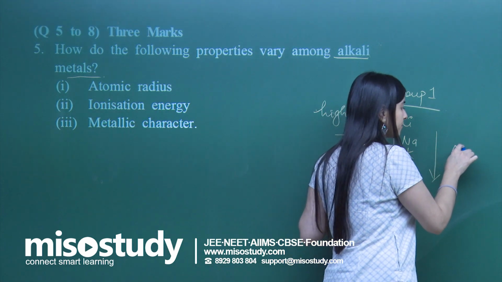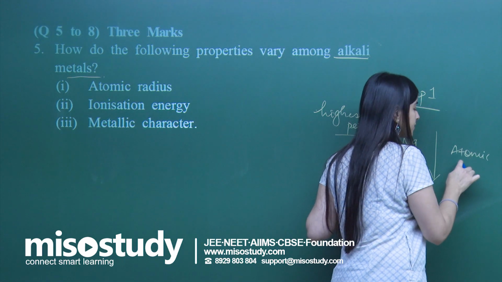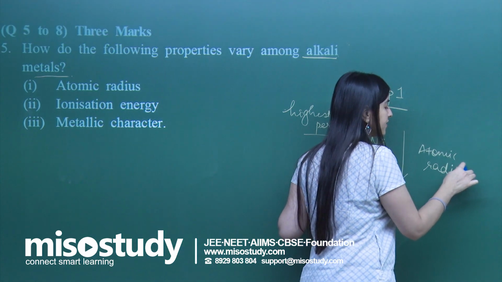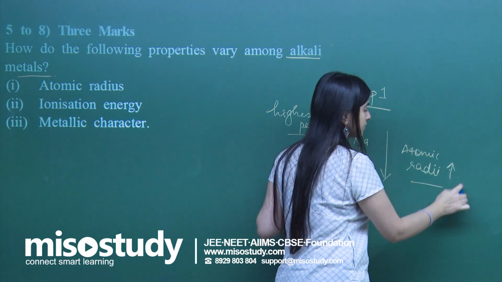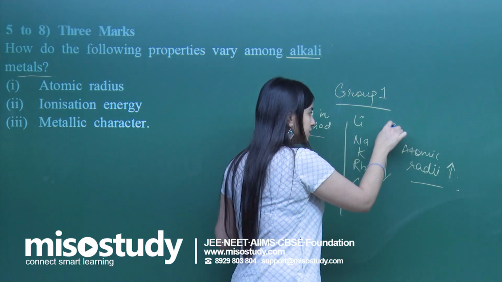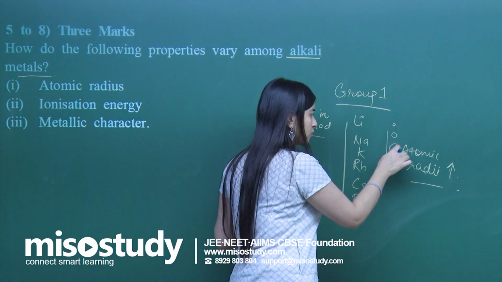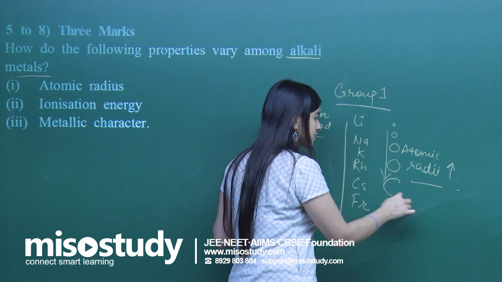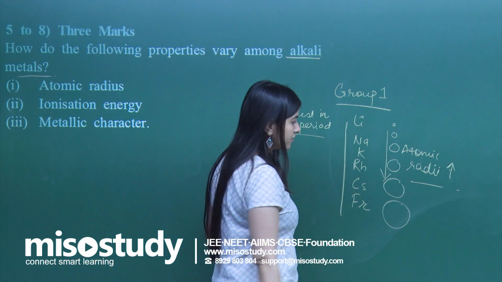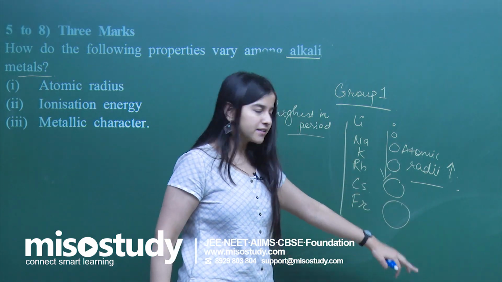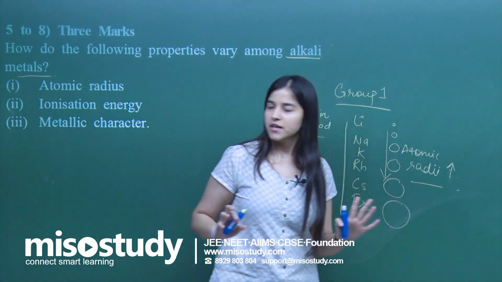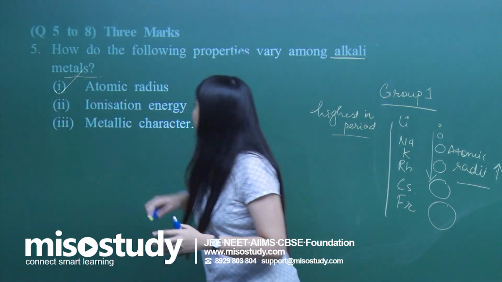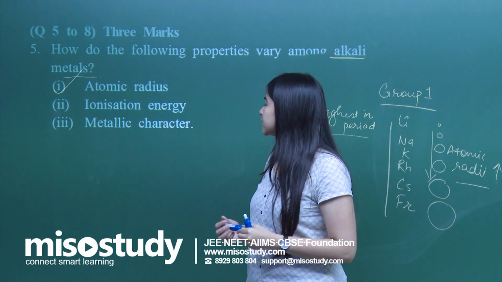So here atomic radius increases down the group. Here they were small, now it is increasing, fine. And that is how the atomic radii is increasing, and they have got the biggest size if we talk about the entire period. Clear? Done. Ionization energy.